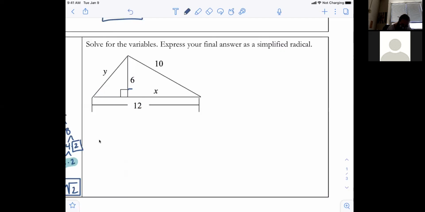I know I've got a little right angle there. So I've got 6 and x and 10 in this triangle. Which of those is my hypotenuse? Is it 6 or x or 10? 10, across from my right angle. So I'm going to do 6 squared plus x squared equals 10 squared.